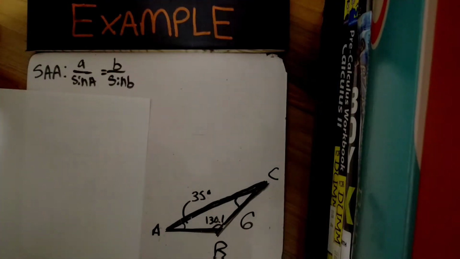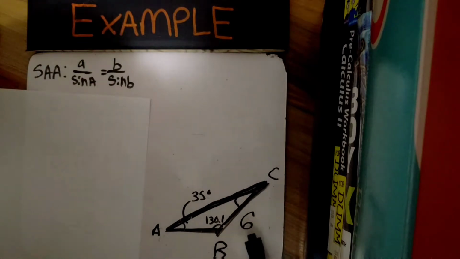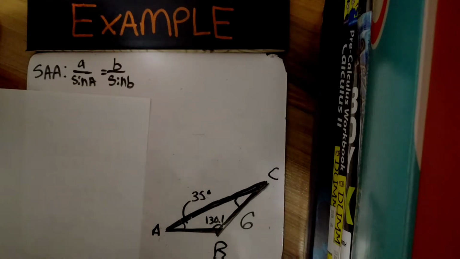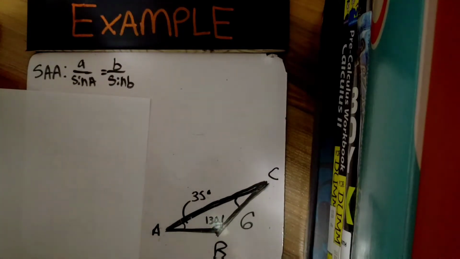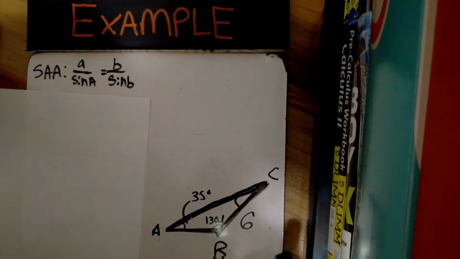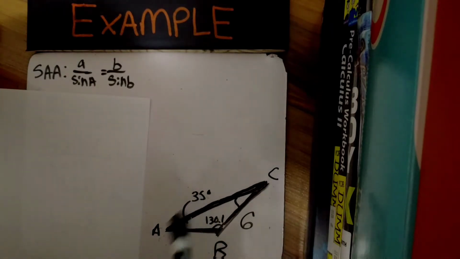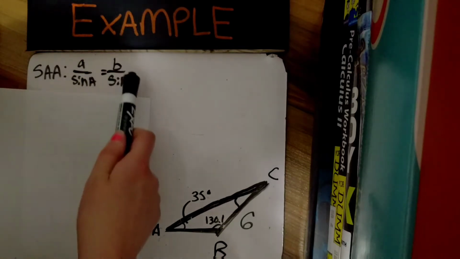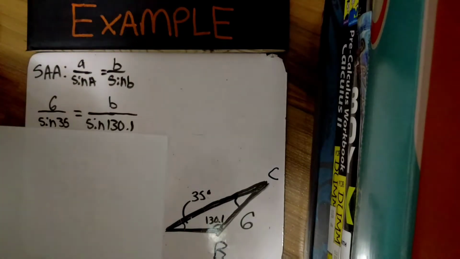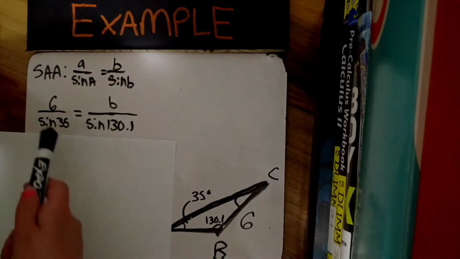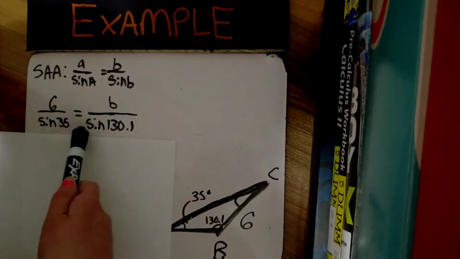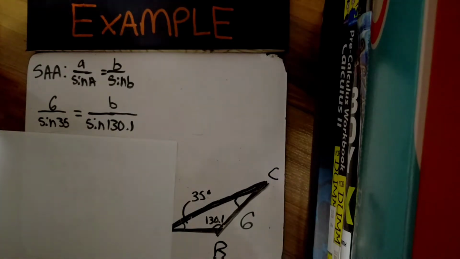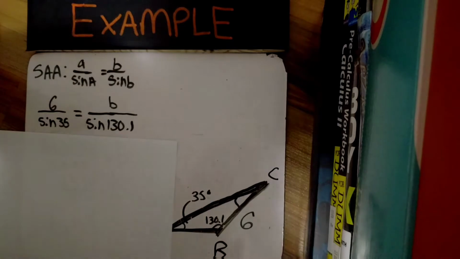The next example has side length of 6 and angle B is 130.1 degrees, and angle A is 35 degrees. As we can see, this is a side angle angle. So side angle is a over sine of A equals b over sine of B. If we plug in our sides and angles, we have 6 over sine of 35 equals b over sine of 130.1. Now, something to remember for these equations is that you are just plugging in sides.